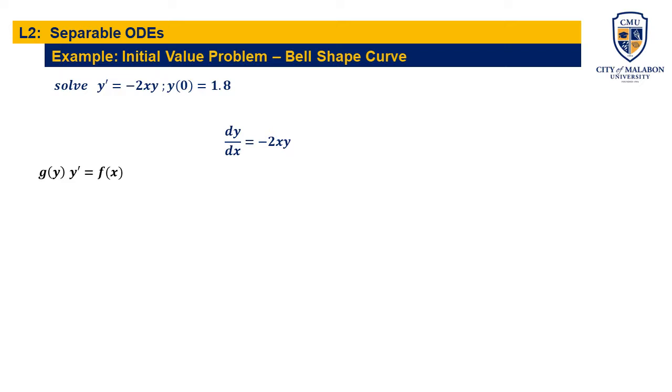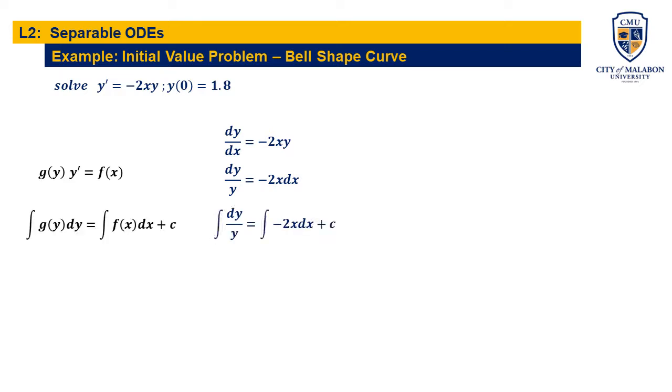So let us rewrite our given equation. Okay? So we'll come up with this particular equation. dy over y is equal to negative 2x dx. Okay? So all y's are on one side and negative 2x dx on the other side. So in this case, we are now ready to integrate both sides.